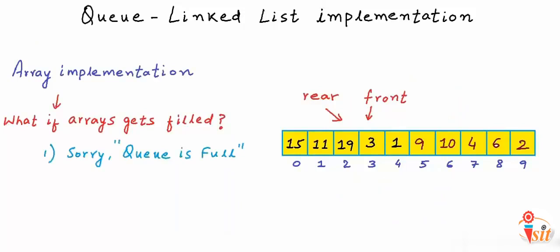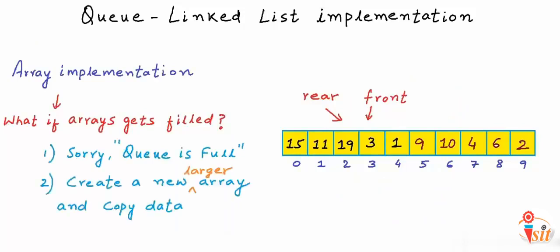We can either say queue is full, or we can create a new larger array and copy elements from previous filled array into this new larger array. The time taken for this copy operation will be proportional to number of elements in filled array, or in other words, we can say that the time complexity of this copy operation will be big O of n.